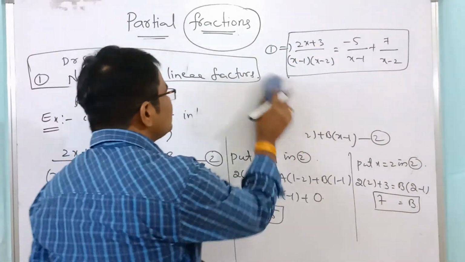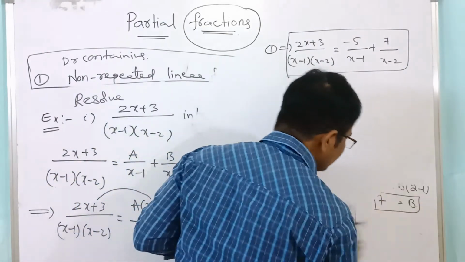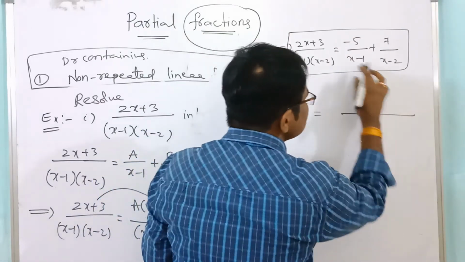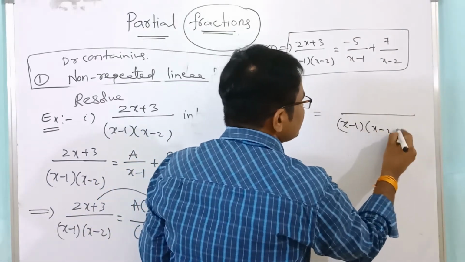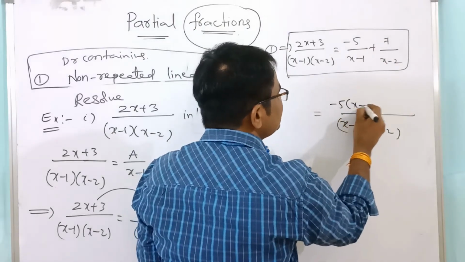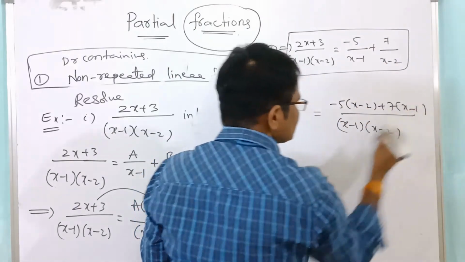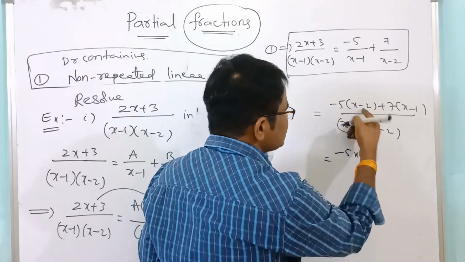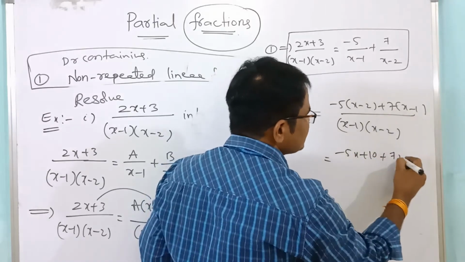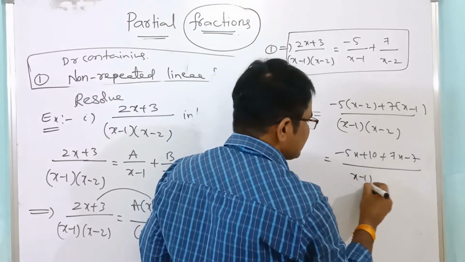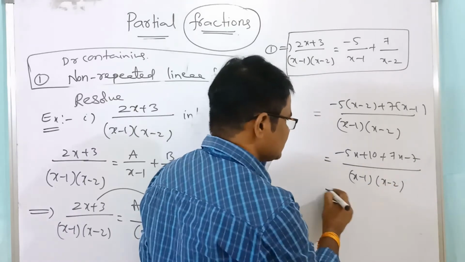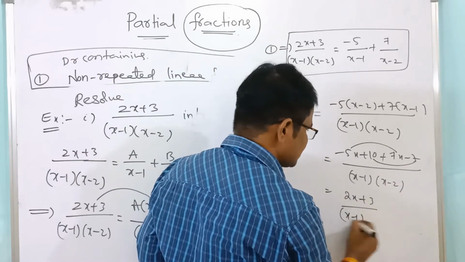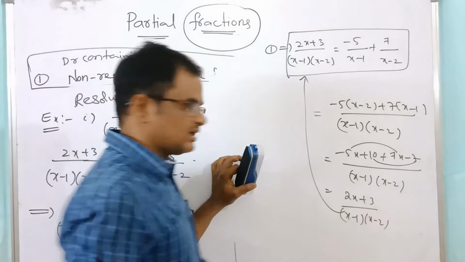Okay, now if you verify this, if you simplify the right side RHS, you should get the LHS. For that take the LCM here, x minus 1, x minus 2. So if you simplify, minus 5 into x minus 2 plus 7 into x minus 1, that is equal to, LCM first we have to do. So minus 5x minus of minus plus 10, and here 7x minus 7, divided by x minus 1 into x minus 2. Now these two give 2x, and from these two 3, divided by x minus 1 into x minus 2. Same thing, right? So like this we have to do.